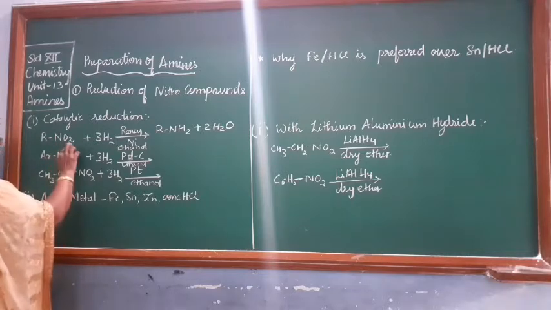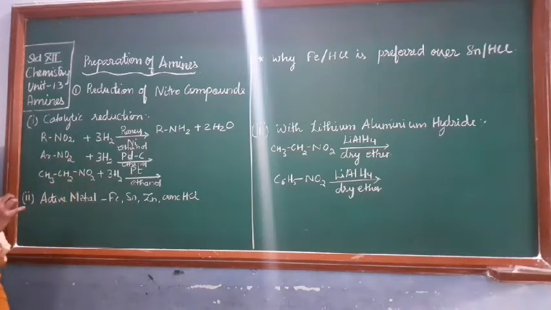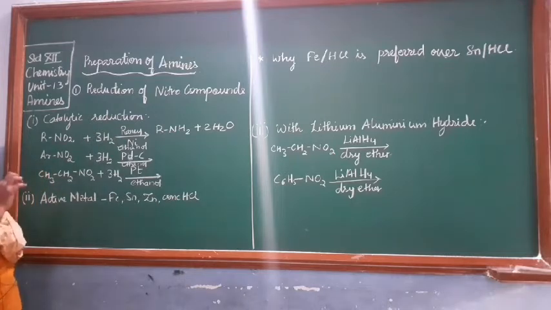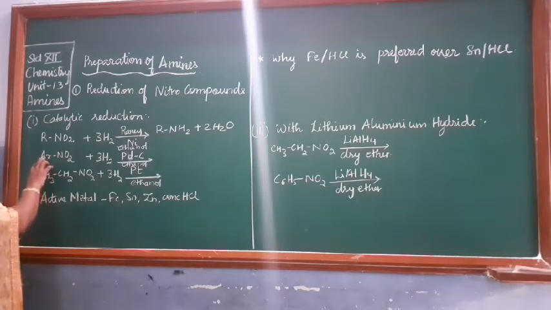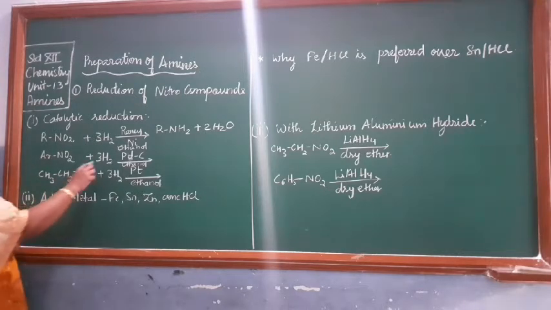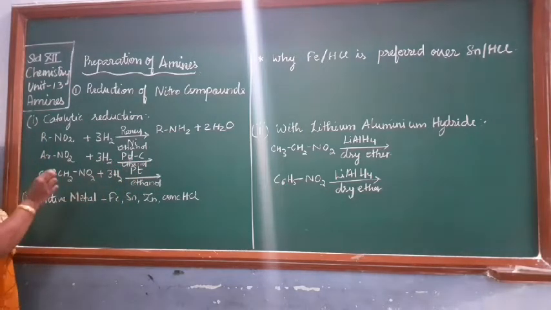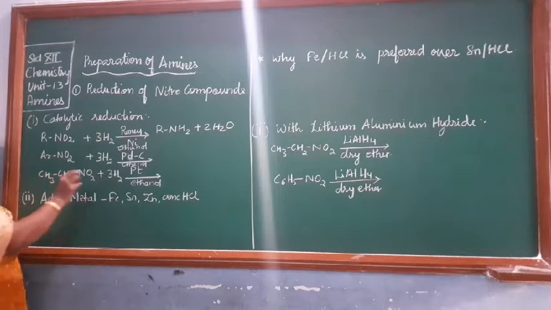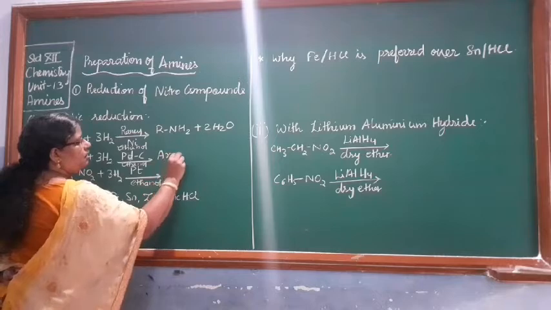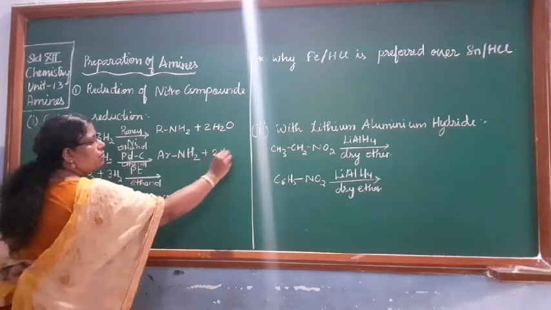So this is your reduction. What do you do? Remove the NO2 and put NH2 there. So that is how you will get the equation. Here Ar indicates what? It is a benzene ring, an aryl group. When ArNO2 is reduced with H2 in presence of Pd/C, that is palladium charcoal catalyst, in the presence of ethanol, it will give you ArNH2. Replace the NO2 group by NH2, plus 2H2O.